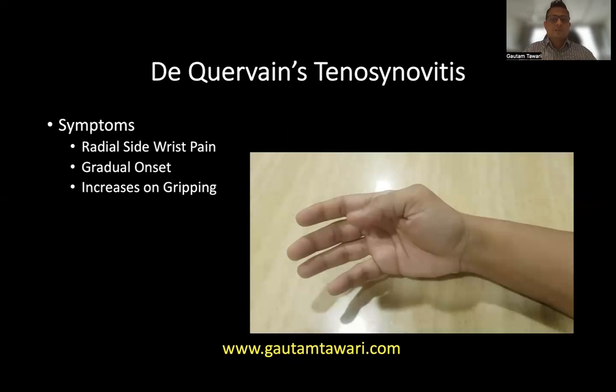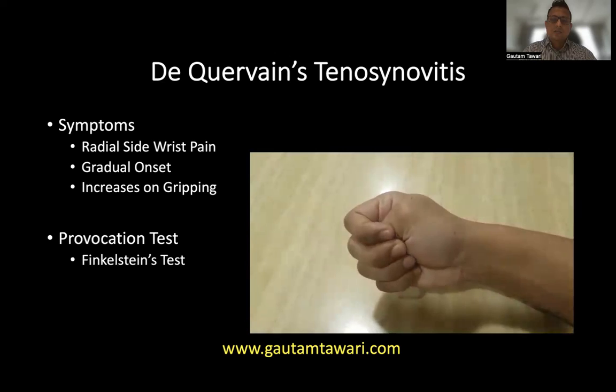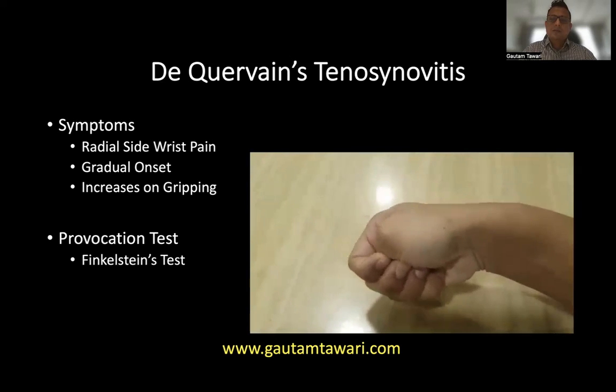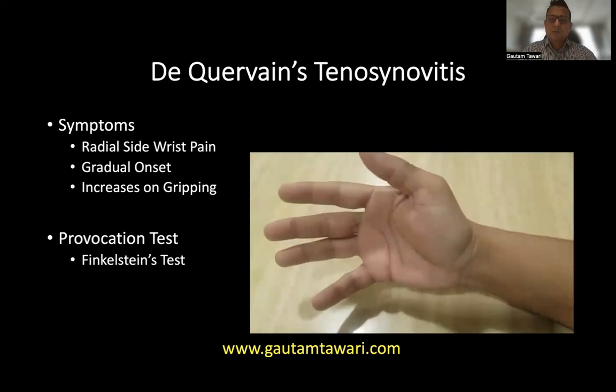Patient often presents with pain around the radial side of the wrist, or essentially around the anatomical snuffbox of the wrist. It is gradual onset and increases with use of the hand or gripping. The provocation test is an eponymous test called Finkelstein's test, and you can see it is essentially by keeping your thumb in the palm and hyper-ulnar deviation of the wrist that causes pain.